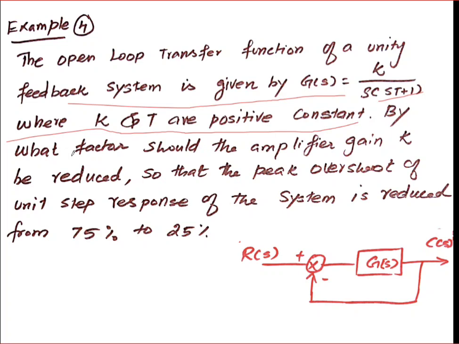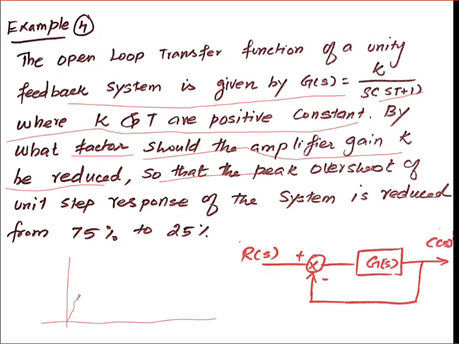By what factor should the amplifier gain K be reduced so that the peak overshoot of the unit step response of the system is reduced from 75% to 25%? Here we should know what is peak overshoot. I hope you are all familiar with the underdamped control system response when the excitation is a unit step signal.